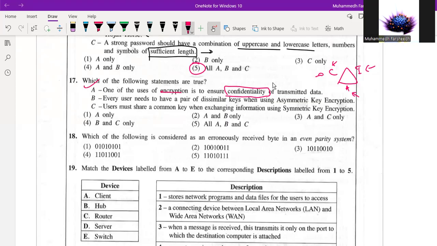That's correct. Every user needs to have a pair of dissimilar keys in asymmetric key encryption. Yes, asymmetric key encryption, as opposed to symmetric key encryption, has a pair of keys.